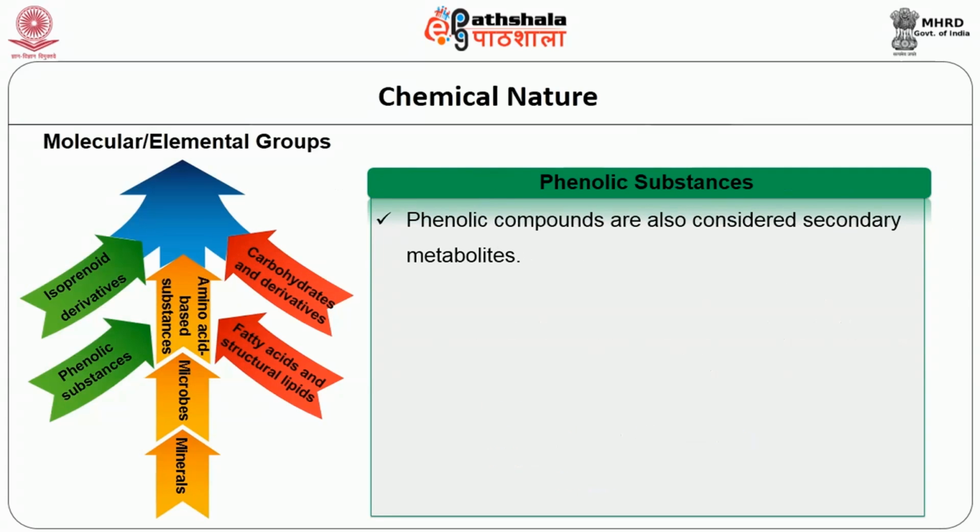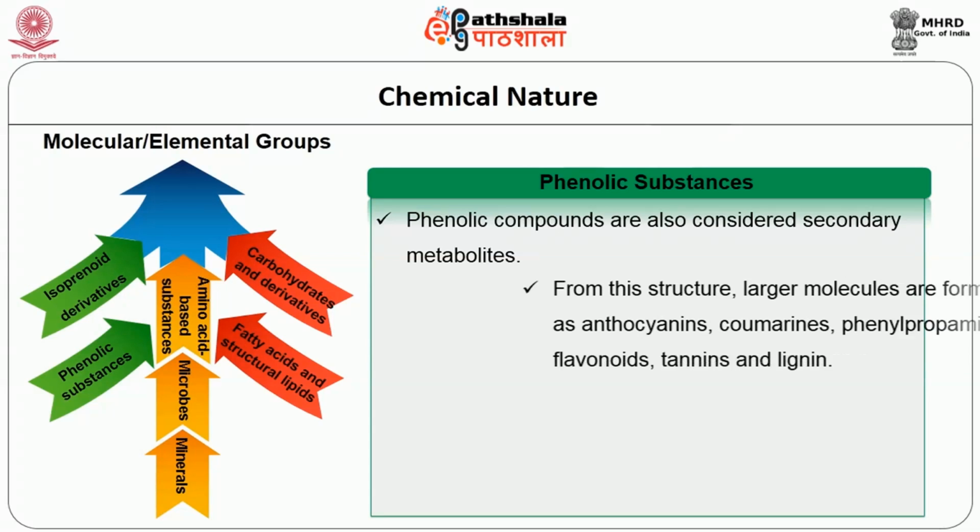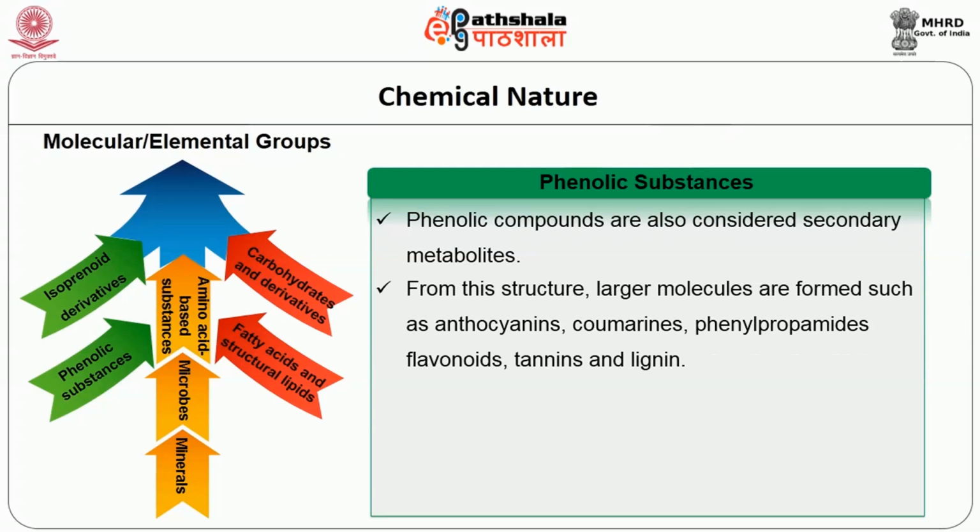The next secondary metabolite is phenolic compounds. Phenolic compounds are considered secondary metabolites because the base for this very diverse family of molecules is a phenol structure, which is a hydroxyl group on an aromatic ring. From this structure, larger molecules are formed such as anthocyanins, coumarins, phenylpropanoids, flavonoids, tannins, and lignin.